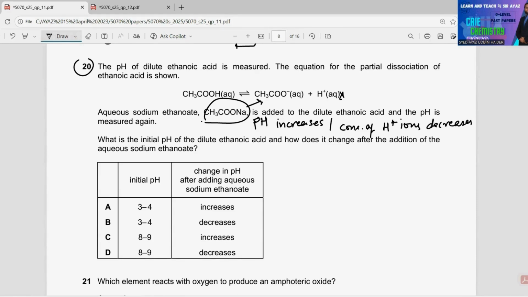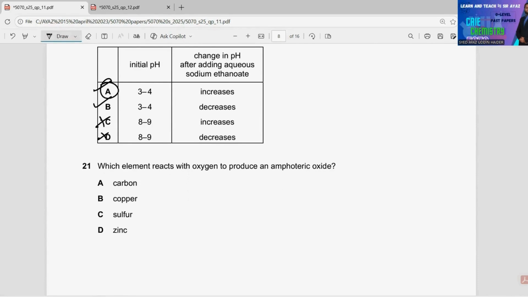And the initial pH for ethanoic acid, it's a weak acid, so it must be having 3 to 4. Initial pH must be 3 to 4. So either A is correct or B is correct. C and D are incorrect. And as I've already explained, the pH will increase, so A must be the right answer in this case. Moving to the next MCQ, which is 21.